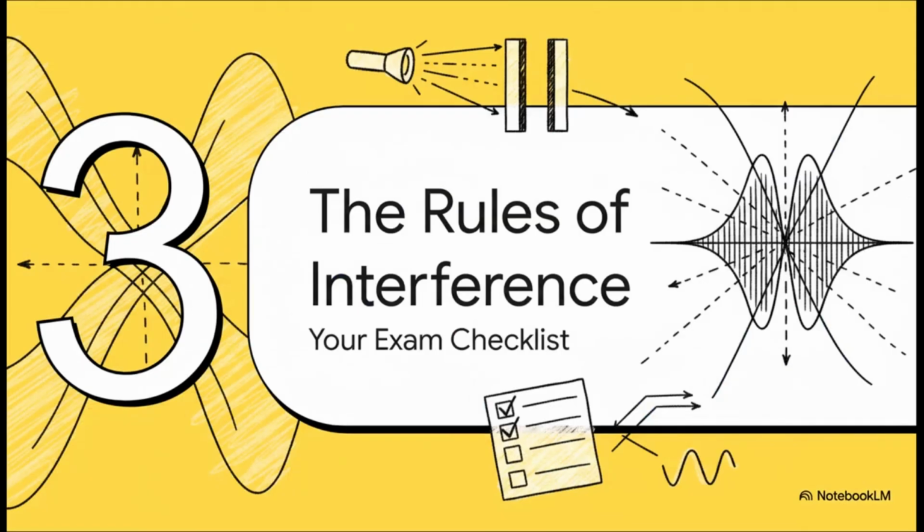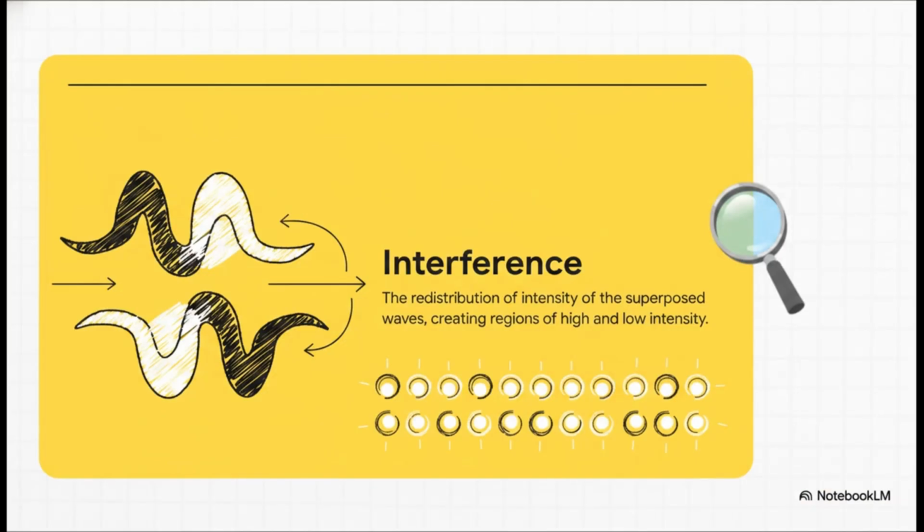Okay, you ready? This next part is what you've been waiting for. These are the rules. Seriously, think of this section as your exam checklist. These are the key conditions that decide whether or not you'll see a clear interference pattern. So here's the formal definition. Interference isn't about creating or destroying light. It's about the redistribution of intensity. That's a golden phrase for any exam answer.